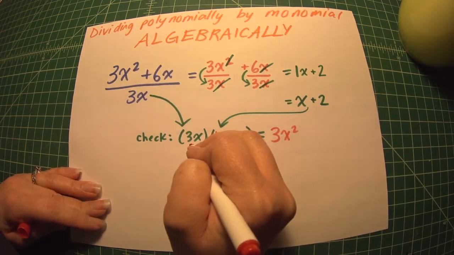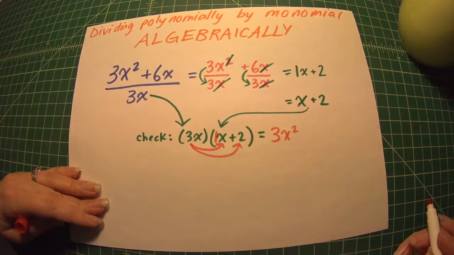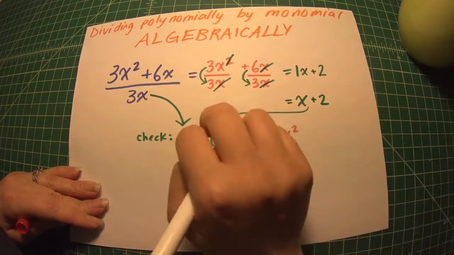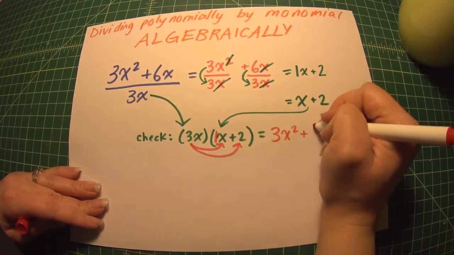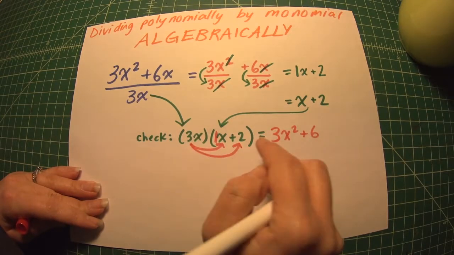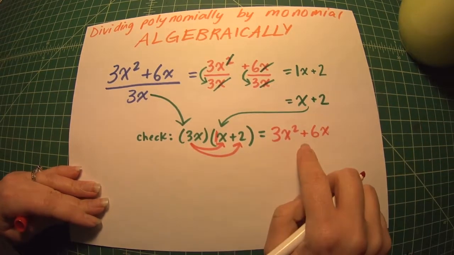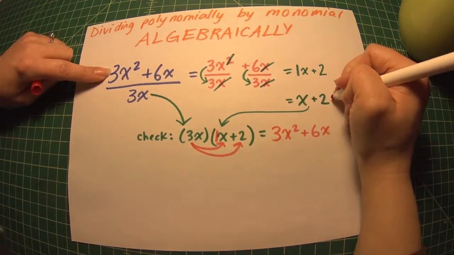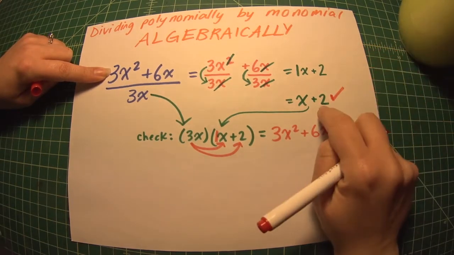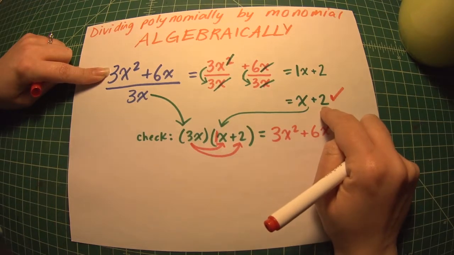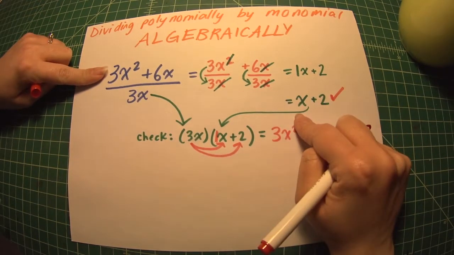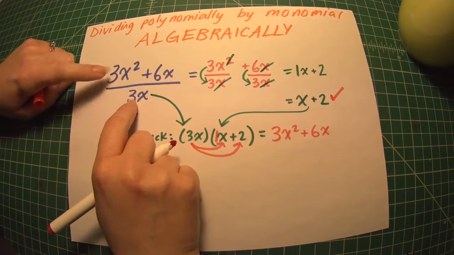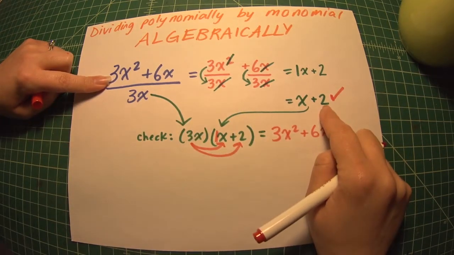Okay, next distribution, times it by the second term. 3 times 2, both positive, positive 6. And x times nothing just stays as x. Does it match 3x squared plus 6x? It does. So now we know for sure that x plus 2 as our quotient, or as our missing factor, as the answer to our division question, is correct.